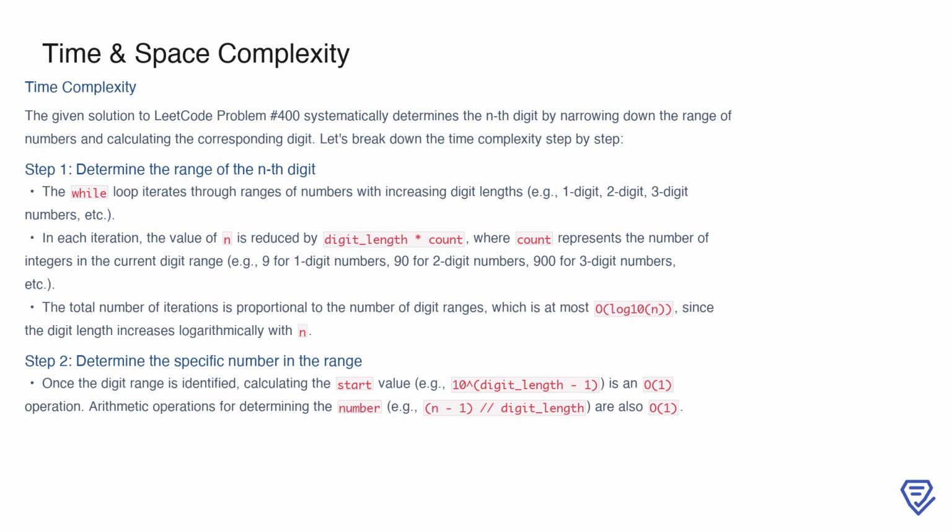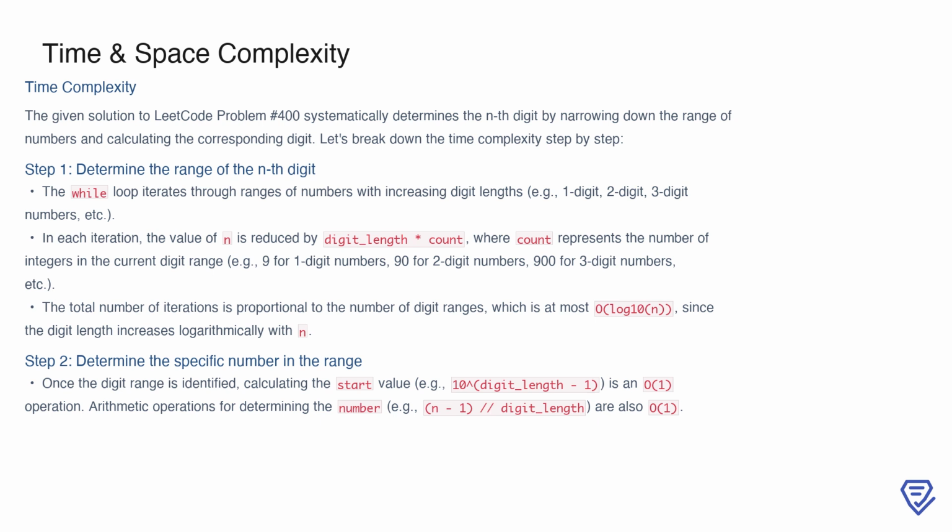This is done using a while loop that iterates through digit ranges, such as 1-digit numbers, 2-digit numbers, and so on. During each iteration, the algorithm reduces the value of n by the product of the current range's digit length and the count of numbers in that range. For example, there are 9 1-digit numbers, 90 2-digit numbers, 900 3-digit numbers, and so forth. The number of iterations in this loop is proportional to the number of digit ranges, which grows logarithmically with n. Therefore, this step has a time complexity of O(log10 n).